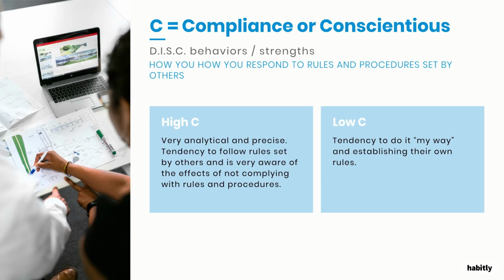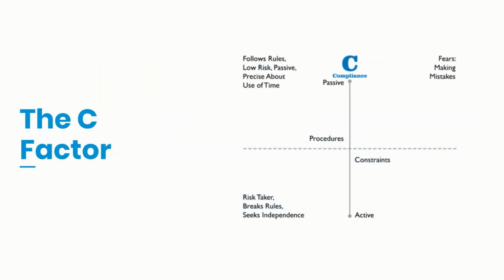The low C, in contrast, has difficulty with details, is not very analytical, and jumps to conclusions. They want to do it their own way. They may make commitments, but they don't follow through. They have their own set of rules. Need to be a little bit careful there. So here are some general terms: high C, low C.